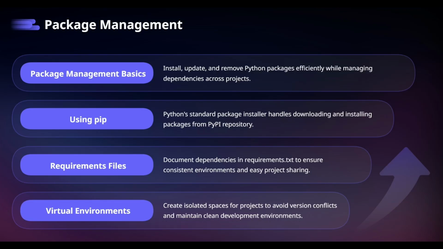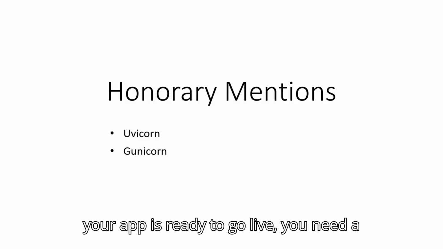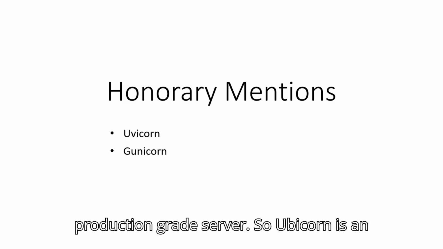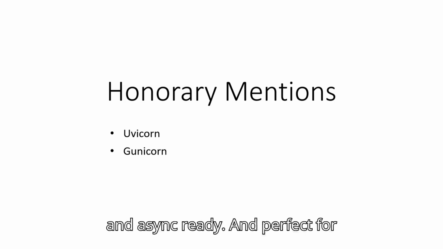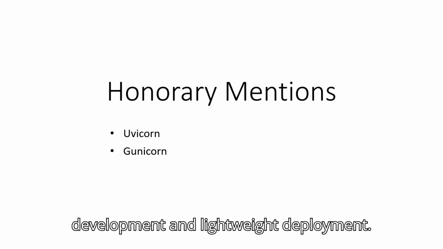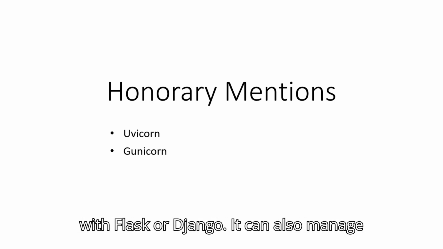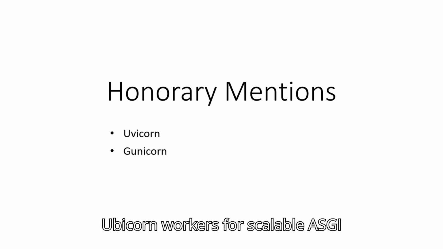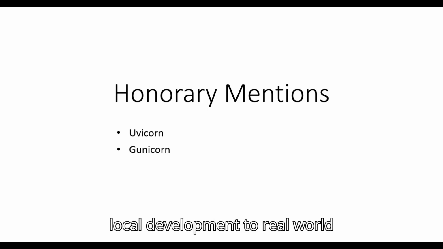There are two more servers for your Python app. Those are Uvicorn and Gunicorn. Once your app is ready to go live, you need a production grade server. Uvicorn is an ASGI server used with FastAPI. It's fast and async ready and perfect for development and lightweight deployment. Gunicorn is a WSGI server often used with Flask or Django. It can also manage Uvicorn workers for scalable ASGI apps. These tools help you move from local development to real world deployment.